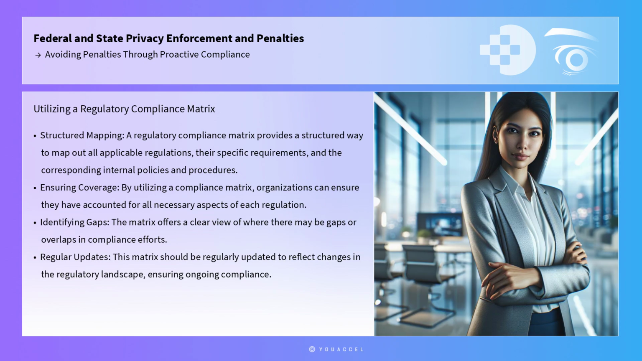A practical tool that can aid in this endeavor is a regulatory compliance matrix. This tool provides a structured way to map out all applicable regulations, their specific requirements, and the corresponding internal policies and procedures. By utilizing a compliance matrix, organizations can ensure that they have accounted for all necessary aspects of each regulation and have a clear view of where they may have gaps or overlaps in their compliance efforts. This matrix should be regularly updated to reflect any changes in the regulatory landscape, ensuring ongoing compliance.